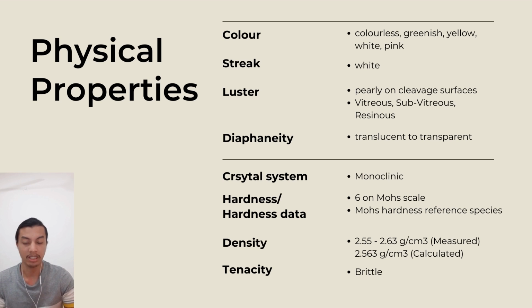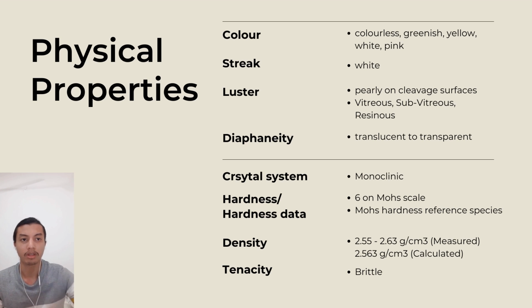In terms of diaphaneity, a physical property of this orthoclase, it is usually translucent to transparent, which can be explained by all feldspar minerals being usually translucent to transparent, and they usually display two directions of cleavage that intersect at approximately 90 degrees.